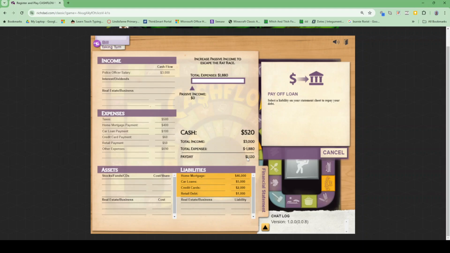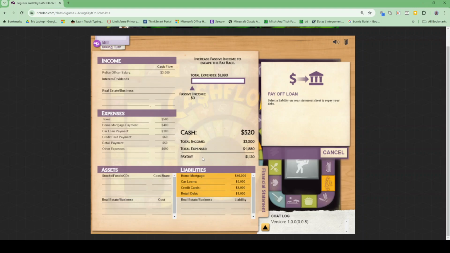So the repay or borrow gives you the opportunity to go into your finances and either pay off a loan or borrow money. And if you pay off a loan, as I mentioned, it'll clear off the amount from the liability section and then reduce the subsequent amount in your expenses. What will that do to your payday? Well, it's going to reduce your expenses, right? So your payday will go up.